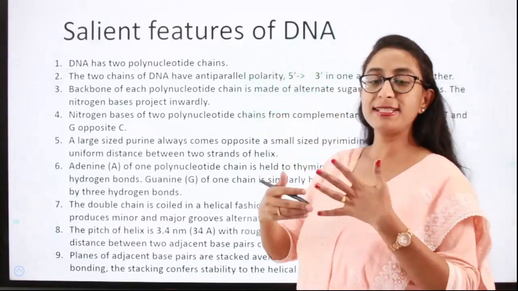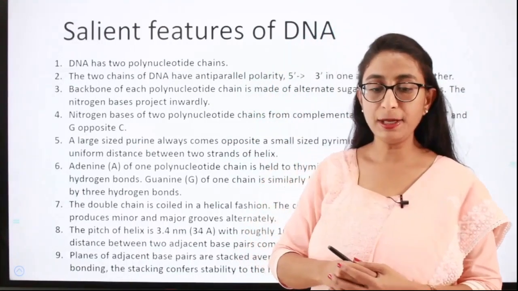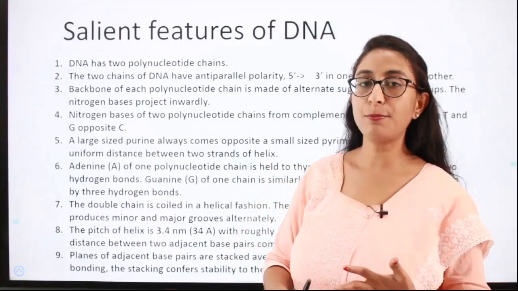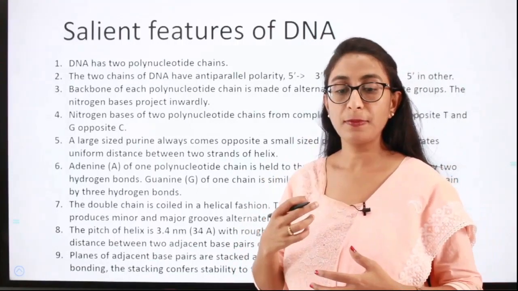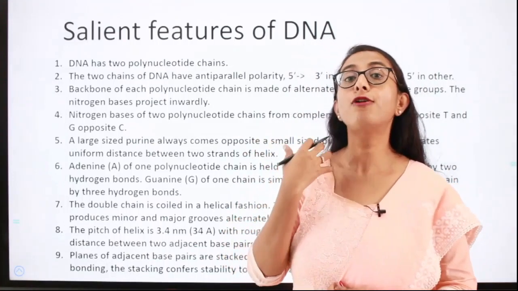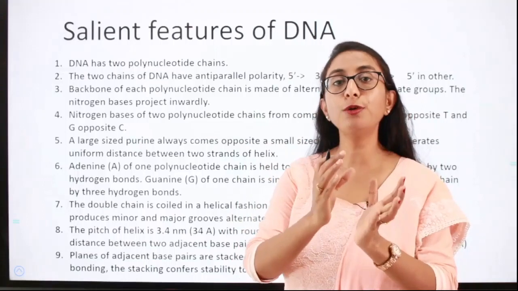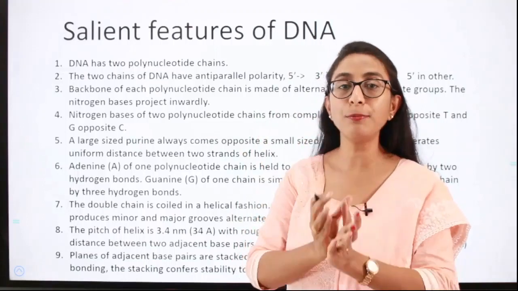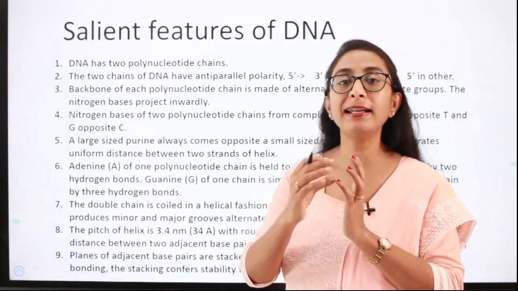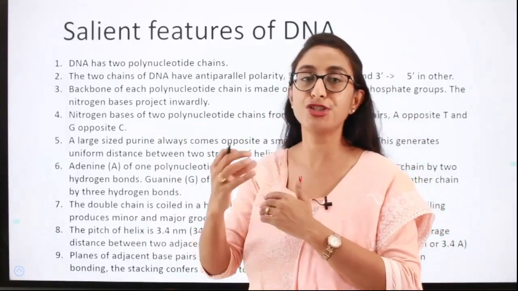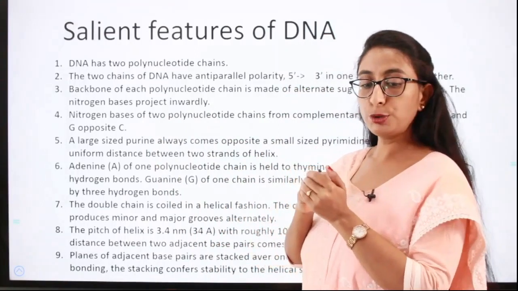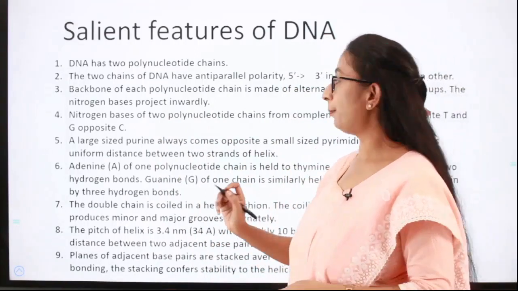So the 2 chains have antiparallel polarity and the backbone of each polynucleotide chain is composed of the pentose sugar and the phosphate. So it is the phosphate group and the pentose sugar which forms the backbone of DNA, and from this backbone you can find the nitrogenous bases like adenine, guanine, cytosine and thymine projecting. The nitrogen bases of the 2 polynucleotide chains form complementary pairs.